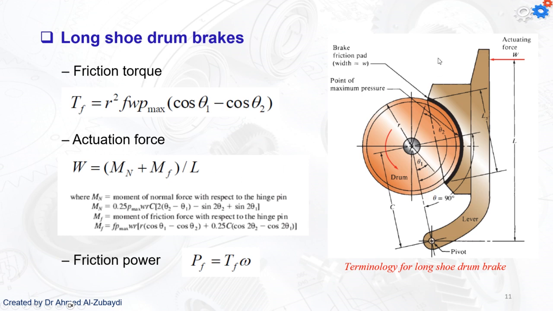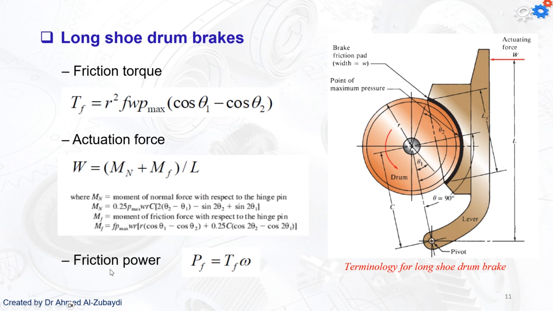So the W itself, the actuating force, is going to be equal to Mn plus Mf divided by L. The Mn is the moment of the normal force with respect to the hinge pin, and Mn usually is calculated as 0.25 times the maximum pressure multiplied by the width, radius, and C value, multiplied by 2 theta 1 minus 2 theta 2 minus the sine of 2 theta 2 plus the sine of 2 theta 1. The Mf is the moment of the friction force with respect to the hinge pin, and this will be calculated by the other equation.